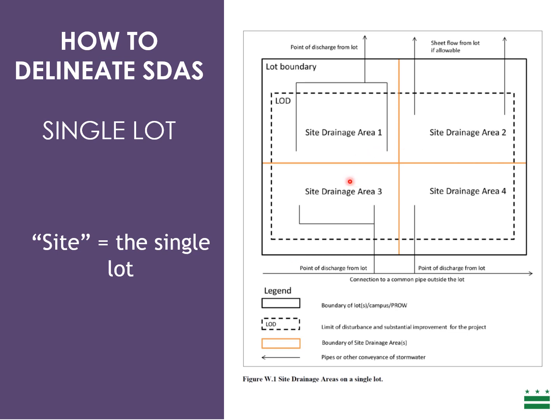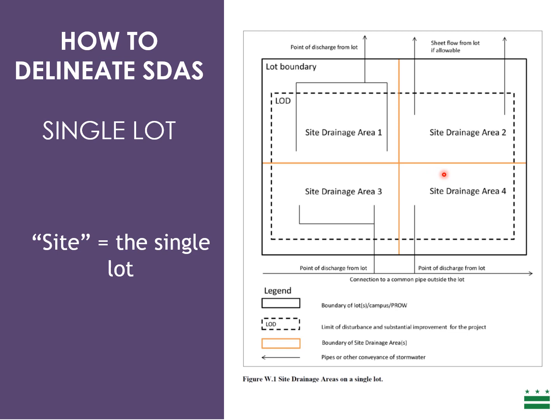So let's look at the next site, drainage areas 3 and 4. At site drainage area 3, 2 pipes are in the LOD and they combine and leave the LOD as one pipe. Then they leave the lot boundary as one pipe. This whole thing is one site drainage area.